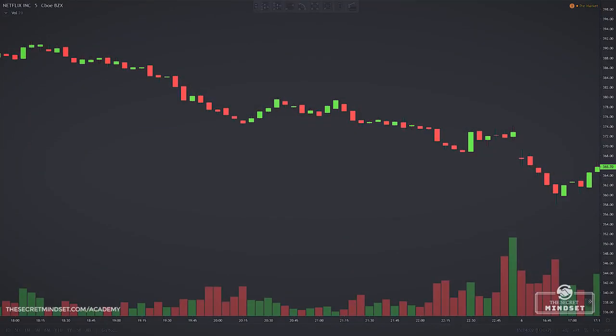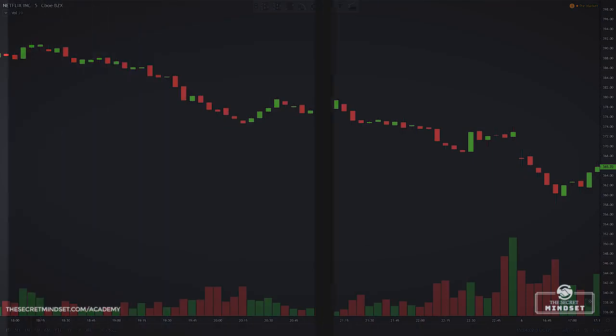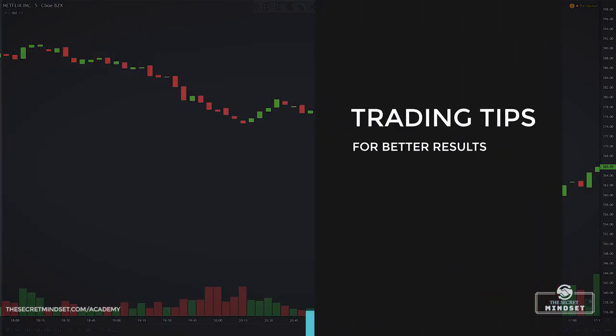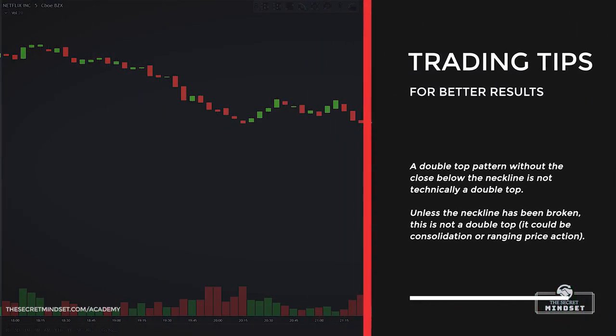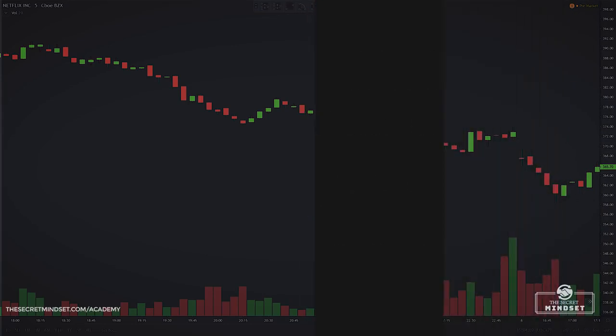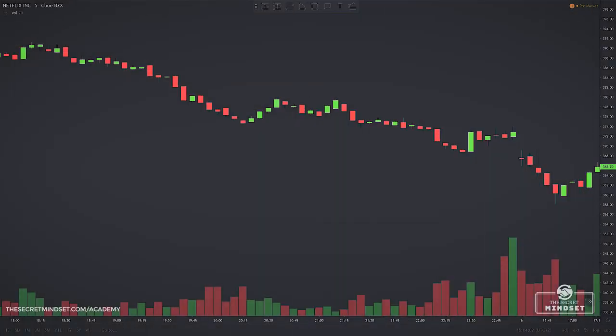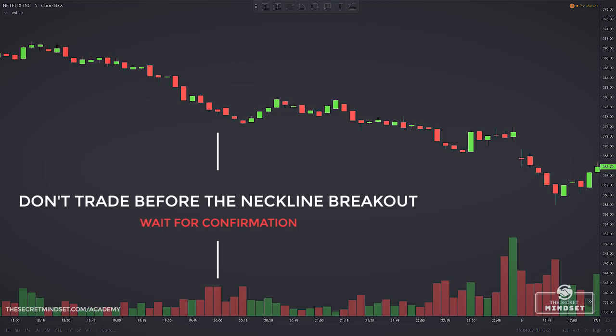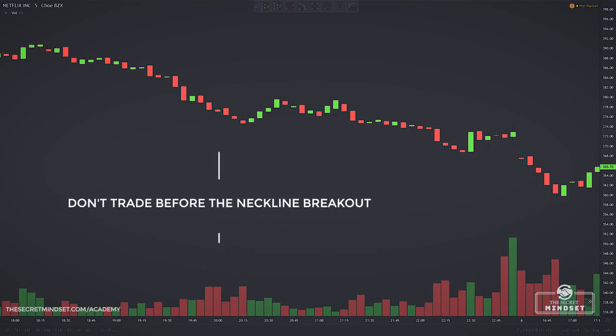Now here's a very important point. A double top pattern without the close below the neckline, it's not technically a double top. Unless the neckline has been broken, this is not a valid setup. It could be a consolidation, a ranging price action. The main thing to remember is that no double top is completed until the market closes below the neckline. Not only is it not completed, but attempting to enter before having a confirmed setup can get you in a lot of trouble.